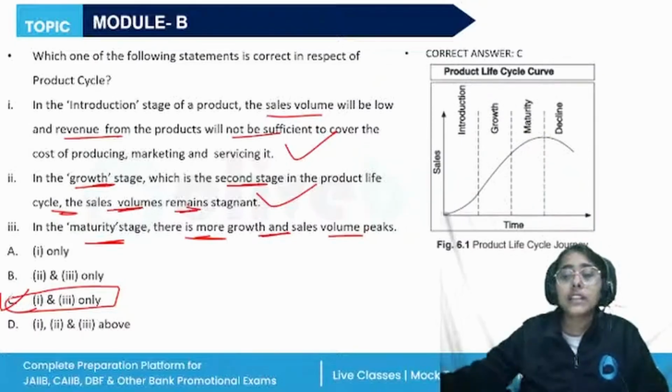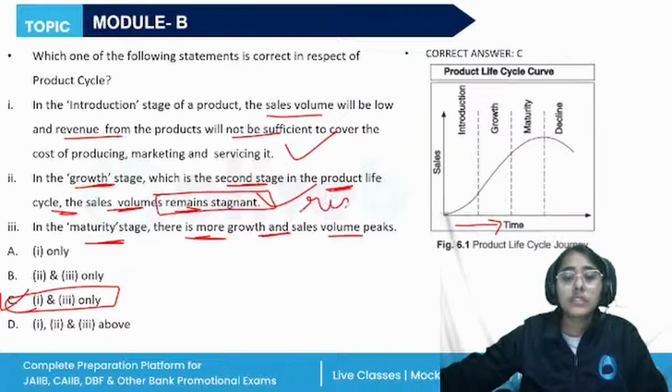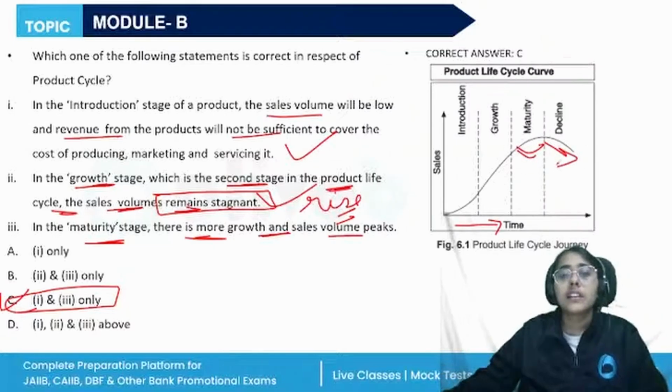So when the product is launched or introduced in the market, it will have low sales and profits. As time passes, customers understand the product. So in the growth stage, the profits will be rising. The sales do not remain stagnant, they continuously rise. In the maturity stage, the volume peaks, and decline occurs after the product is being offered by competitors as well.